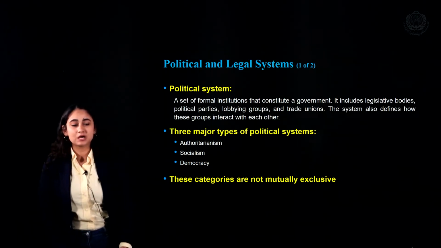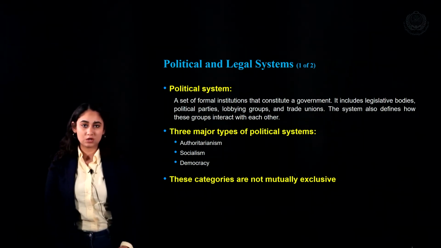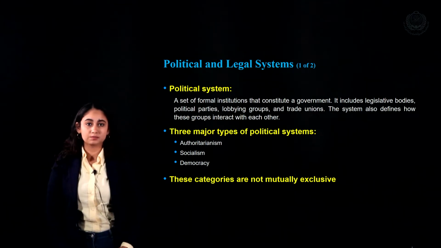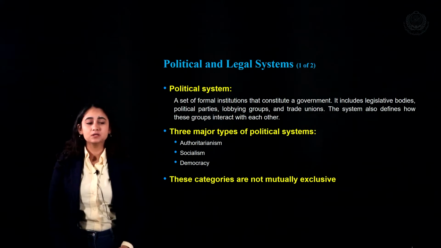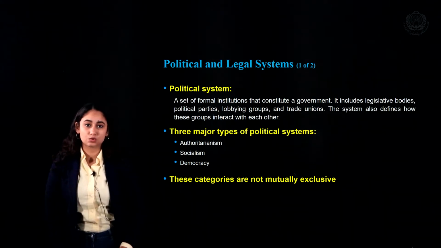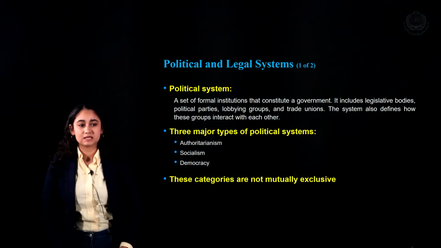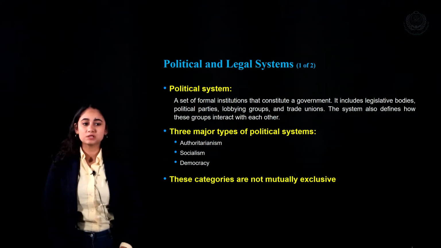Now, there are three major types of political systems that you should know when thinking of internationalizing or engaging in any international transactions. Usually, any country falls under one or multiple of these systems. We have authoritarianism, which is a type of political system, we have socialism, and we have democracy. Later in this lecture, we will take what each political system means exactly.